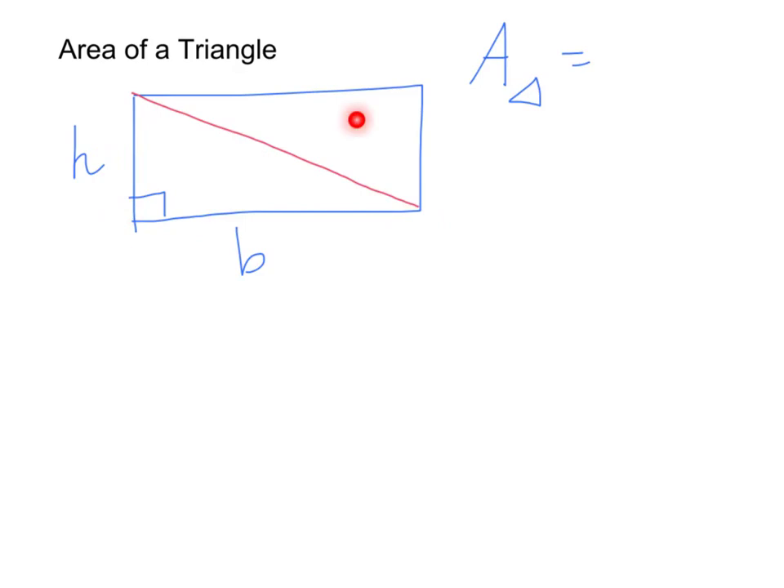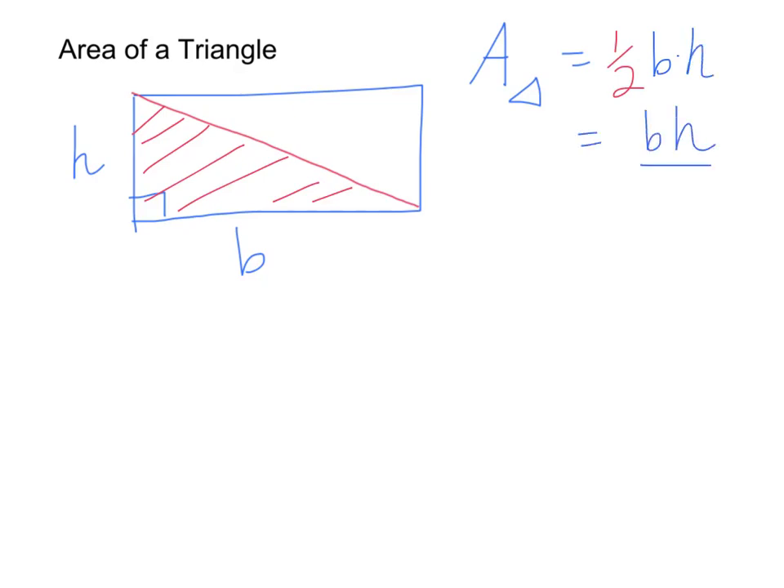Well, then the area of a triangle, let's say this triangle right here, it would be half of the area of the entire rectangle. So it would be half of base times height. Now keep in mind, we could write that as base times height divided by 2. Both of these things are saying the same thing. So that should come as no surprise. The area of a triangle is half as big as the area of a rectangle.